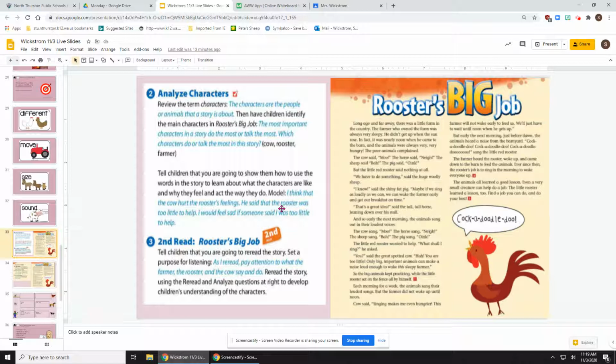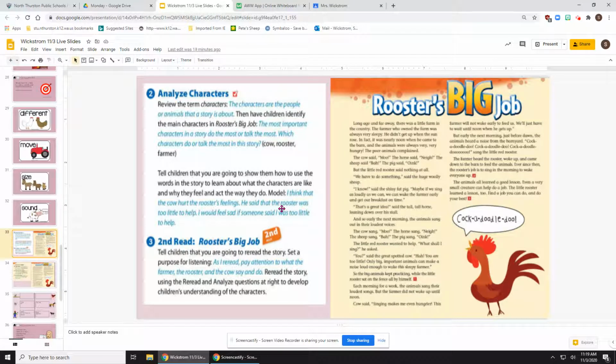The cow sang moo, the horse sang neigh, the sheep sang baa, the pig sang oink. The little rooster wanted to help. "What shall I sing?" he asked. "You," said the great spotted cow. "Ha! You are too little. Only big, important animals can make a noise loud enough to wake this sleepy farmer."